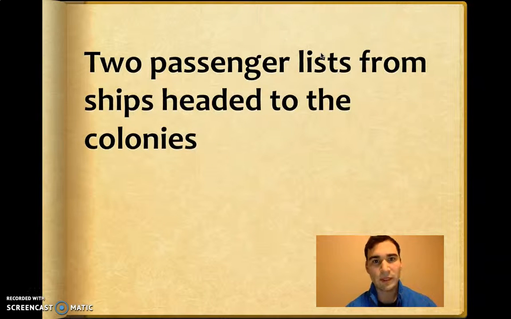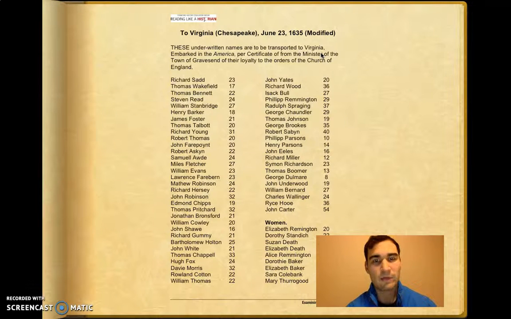So now we're going to look at two passenger lists from ships headed to the colonies. The first ship is called the America, and this is the passenger list from June 23rd, 1635. This is all we have of these people. Nothing else remains. All we know is their names and their age.